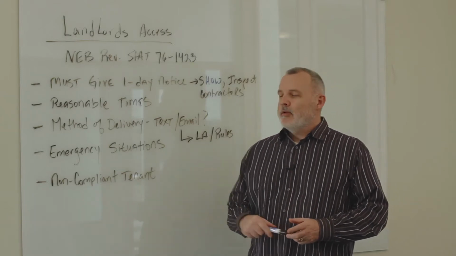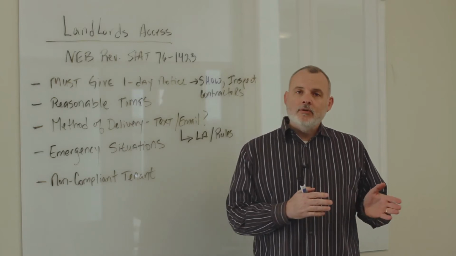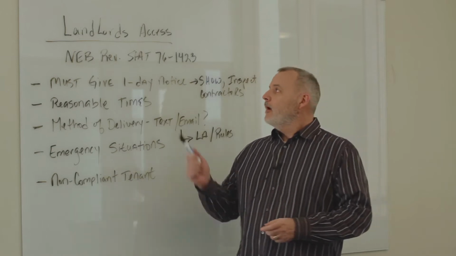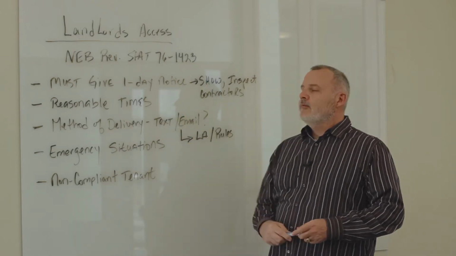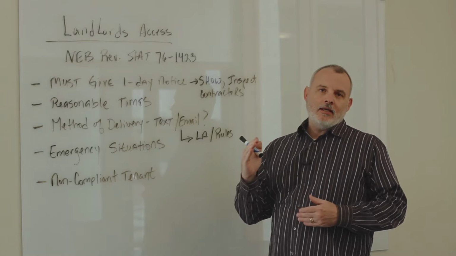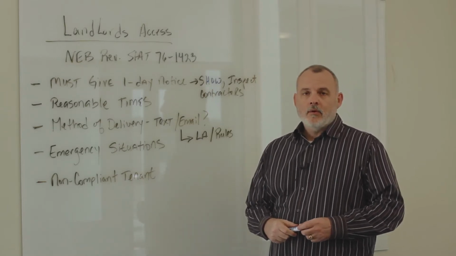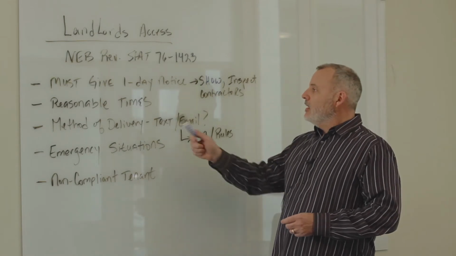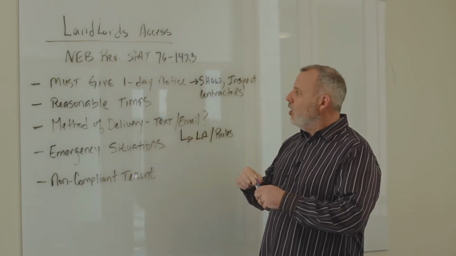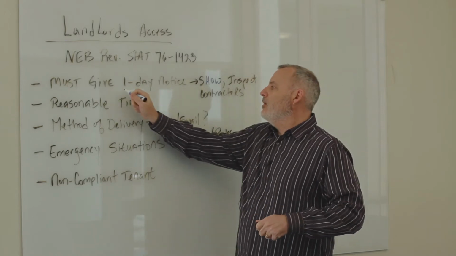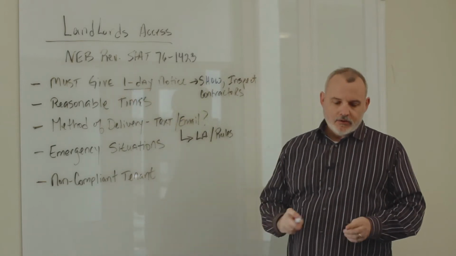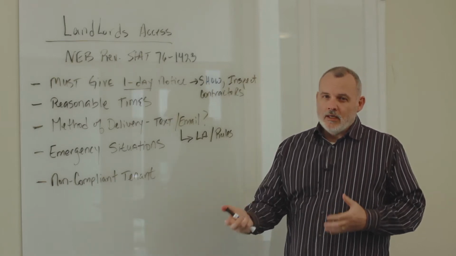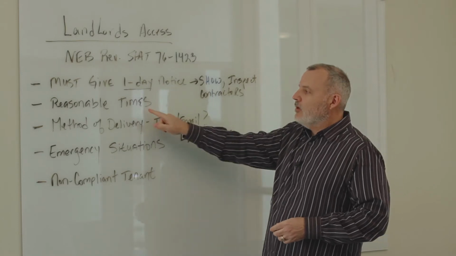So today we're going to be talking about access, or more particularly, the landlord or property manager's access to the property. This comes from Nebraska Revised Statute 76-1423 that outlines the requirements for that access. So the first thing we have to do is the landlord or property manager must give, the statute says, a 1-day notice. Now, a lot of people think this is 24 hours. It actually doesn't have to be 24 hours. The statute says 1 day's notice, and it has to be at reasonable times.